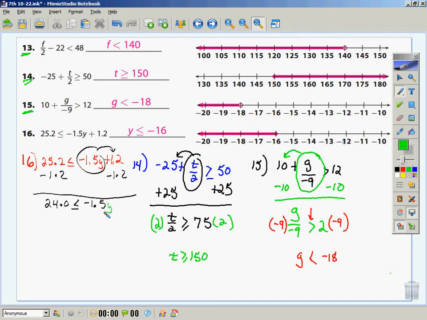Y. Y is being multiplied by a negative 1.5. The opposite of multiplication is division. So I divide both sides by a negative 1.5. When I divide by a negative, what's going to happen to my inequality symbol? It flips. And when I divide it in there, it's going to go in negative 16 times. It's going to have a closed circle on negative 16. And if I look at it, it says y is getting smaller, so I'm going to be going to the left.